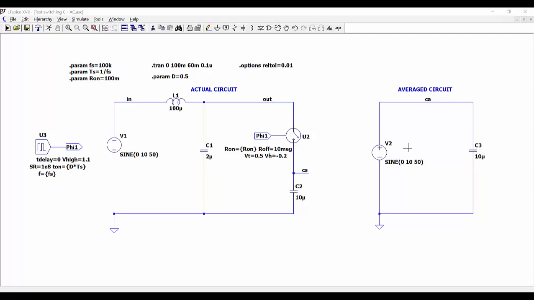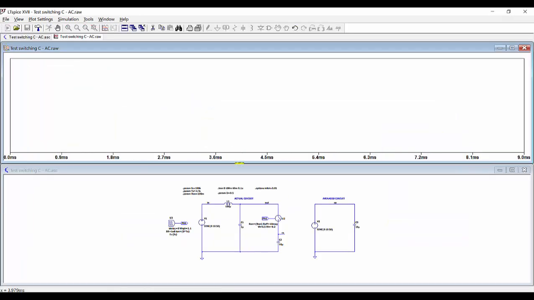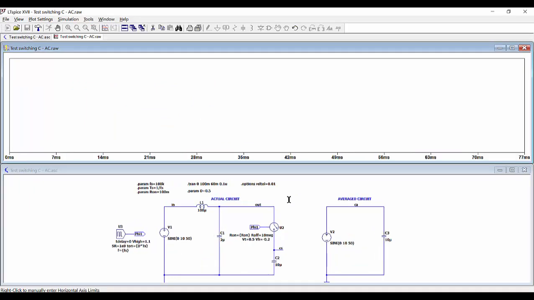So we are adding also here this averaged circuit in order to see and compare the current through the capacitor here with the current entering into this circuit here. So now we will run the simulation, and then we can check several things.